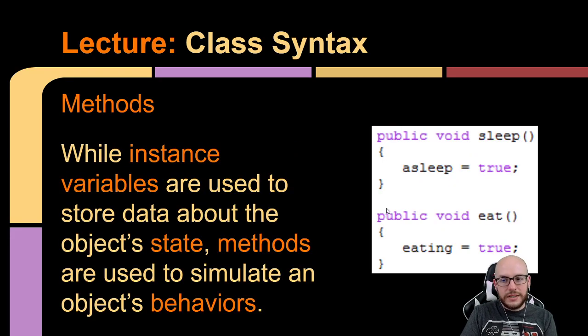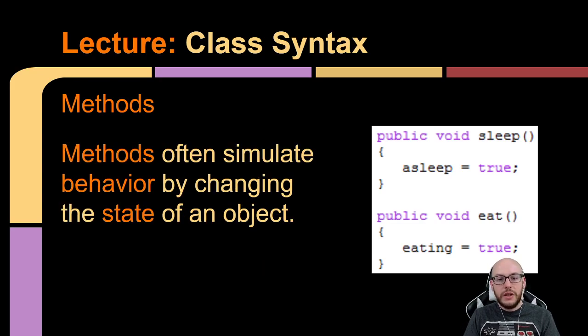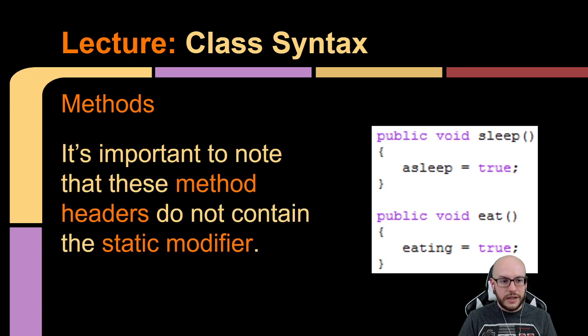The other thing a class does is define behaviors, and these are represented with methods. Right? Methods are used to simulate an object's behaviors. Methods often simulate behavior by changing the state. Right? How do we simulate a dog sleeping or eating or running? Well, we modify the state. Those are represented by instance variables, and like any other variable, they can change over time.